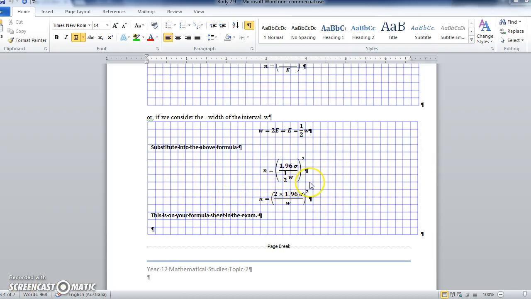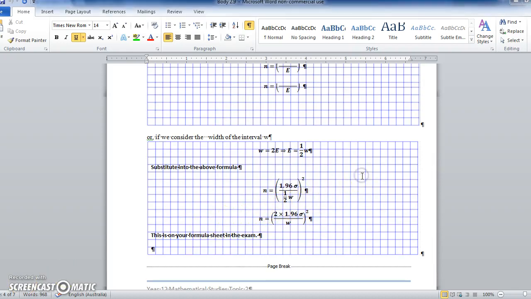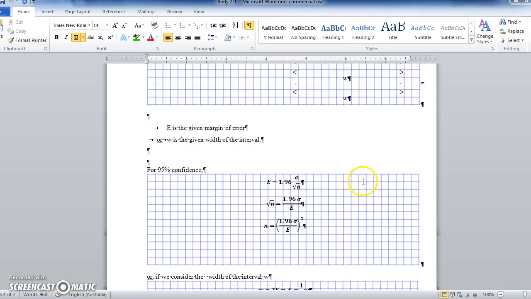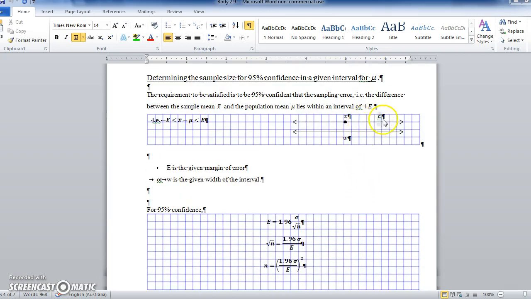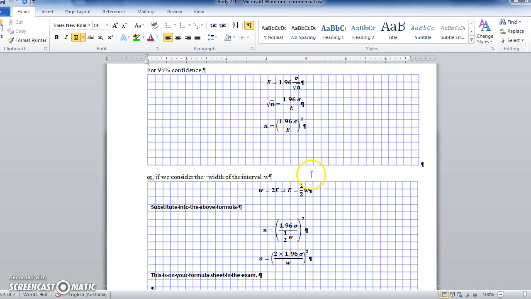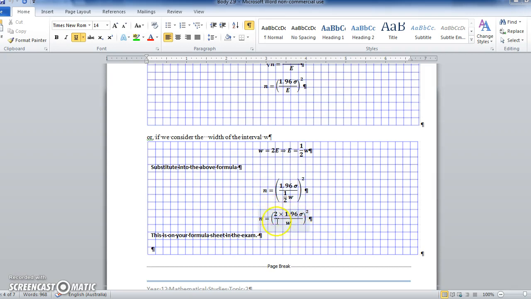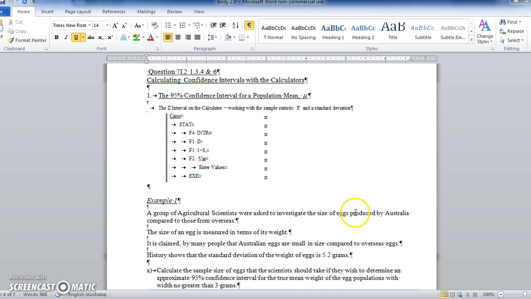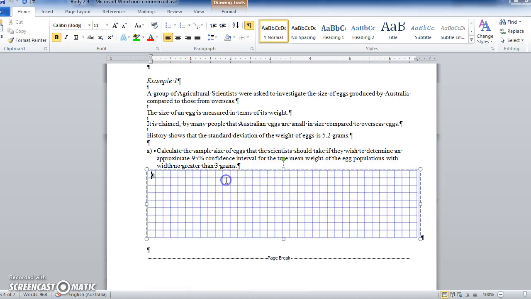Okay, so you remember that just before we were looking at finding the sample size to get a particular width or a particular sampling error. So the sampling error was half the total width and the width was the total width. So it was twice the sampling error. And we came up with this formula, which will be on your formula sheet in the exam, for the sampling error. So I just wanted to show you a quick example with that.